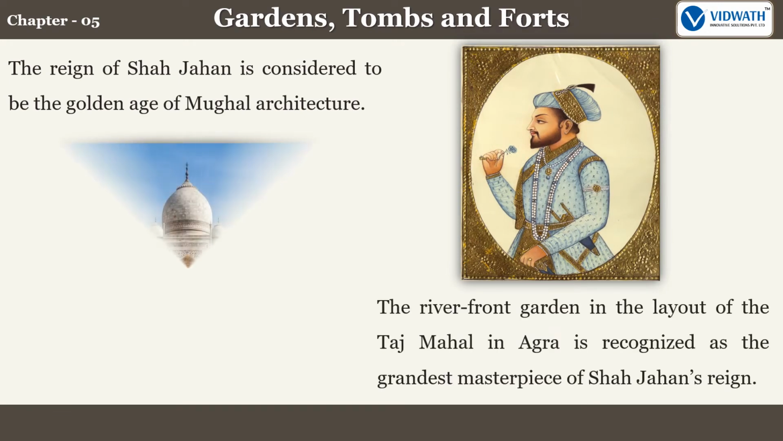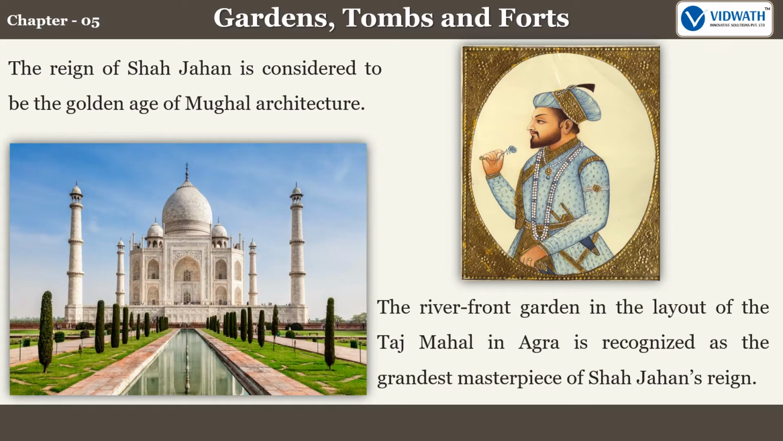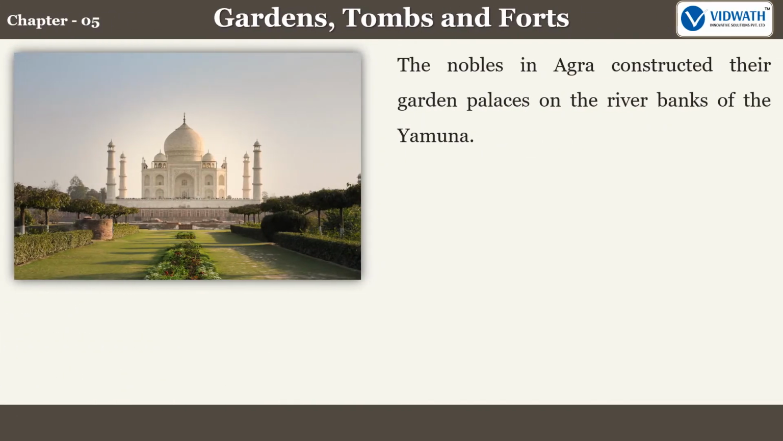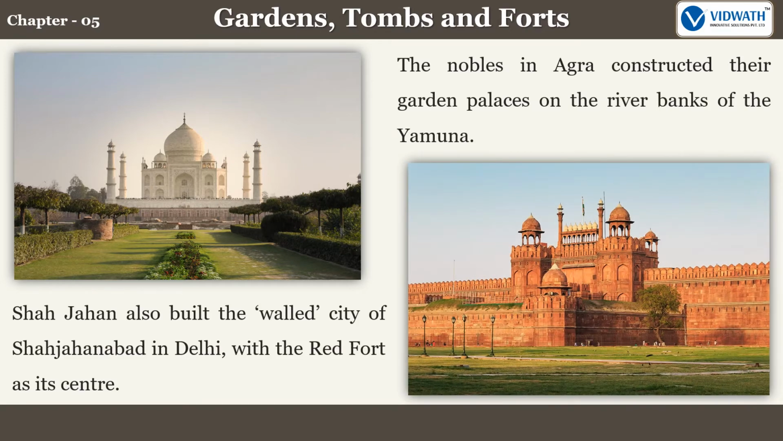The riverfront garden in the layout of the Taj Mahal in Agra is recognized as the grandest masterpiece of Shah Jahan's reign. The nobles in Agra constructed their garden palaces on the riverbanks of the Yamuna. Shah Jahan also built the walled city of Shahjahanabad in Delhi with the Red Fort as its center.